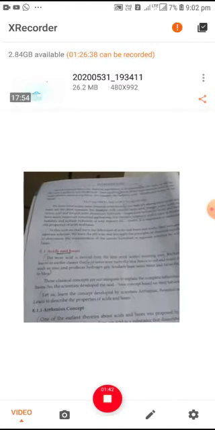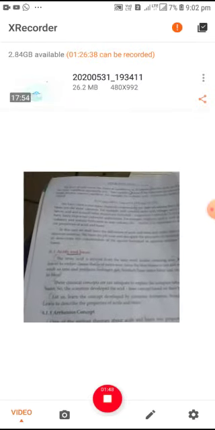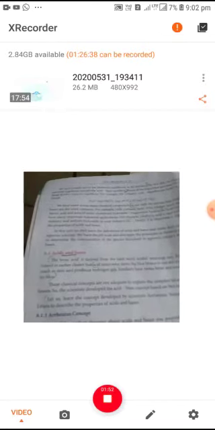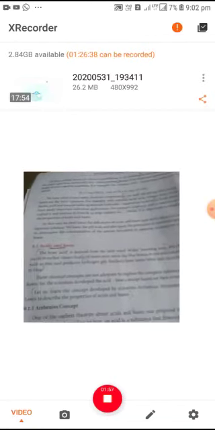Let us learn the concepts developed by scientists Arrhenius, Bronsted and Lowry, and Lewis to describe the properties of acids and bases. Three concepts are there in this chapter. So the first concept is the Arrhenius concept.